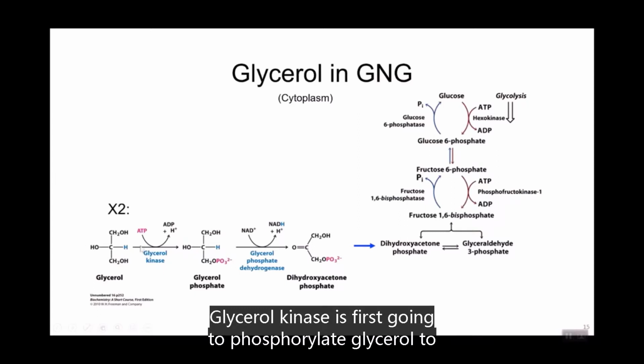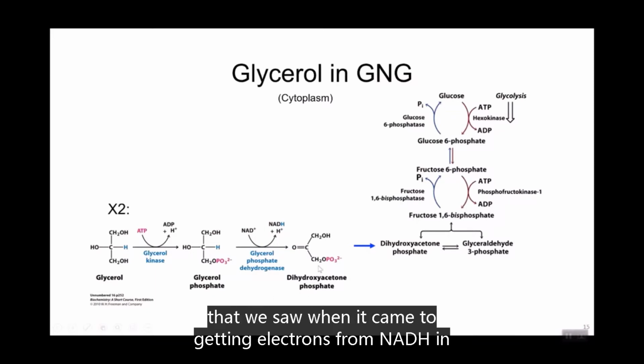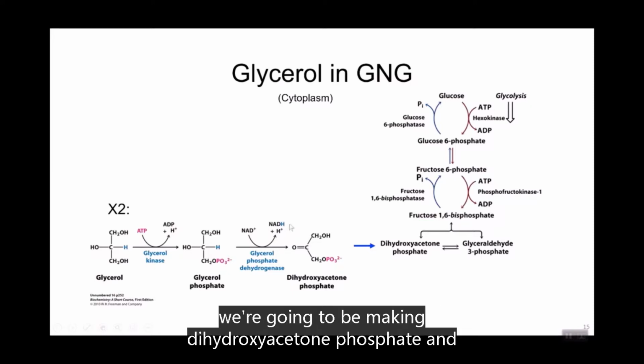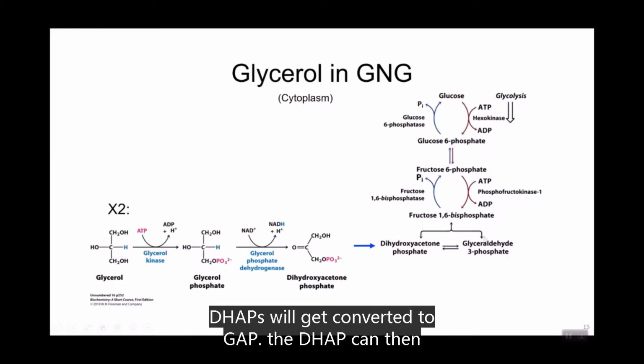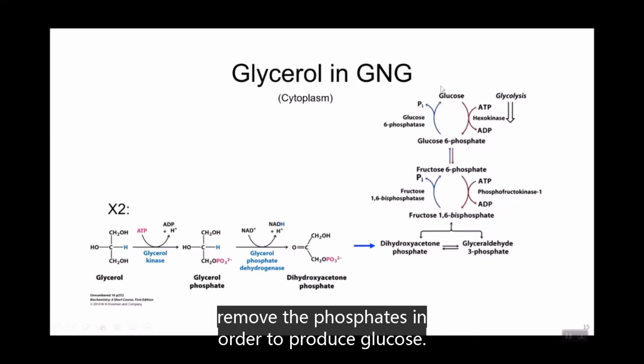Glycerol kinase is first going to phosphorylate glycerol to make glycerol phosphate, and we then see the same redox reaction that we saw when it came to getting electrons from NADH in the cytoplasm into the mitochondria. Only this time we're going to be making dihydroxyacetone phosphate and an NADH. These reactions are going to run twice, and one of the DHAPs will get converted to GAP. The DHAP and GAP can then combine to form fructose 1,6-bisphosphate, and then the 2 phosphatases will remove the phosphates in order to produce glucose.